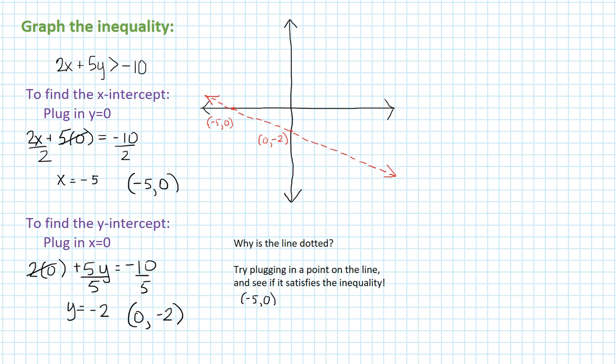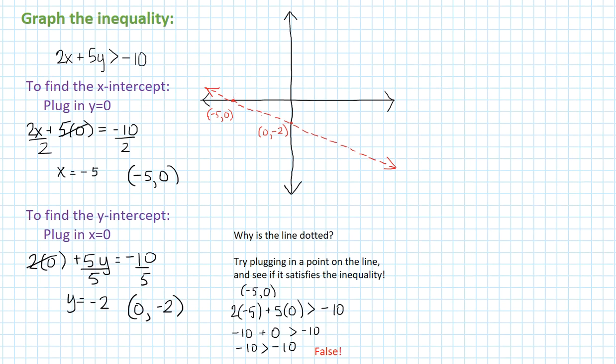For example, the point -5, when we plug in and simplify, it says that -10 is greater than -10, which is not true. But we need this line because we're going to see that it separates the points that do work from those that don't. So we're going to pick a point to plug in to the inequality as a test. So the easiest test point we could use is 0, 0.